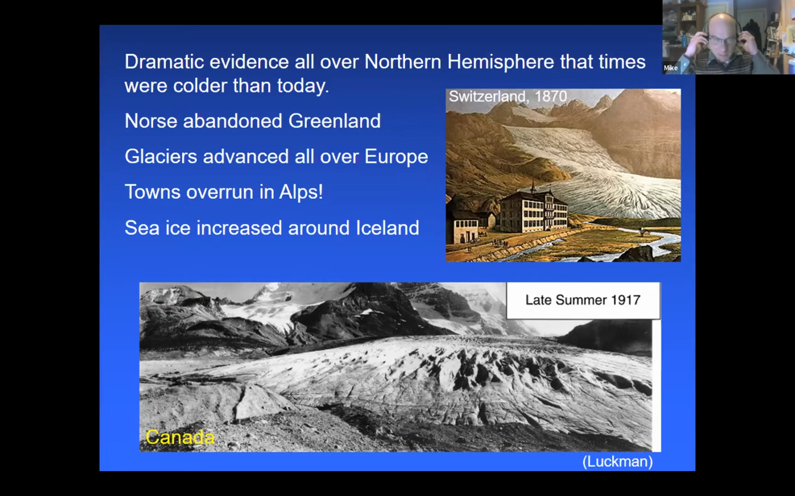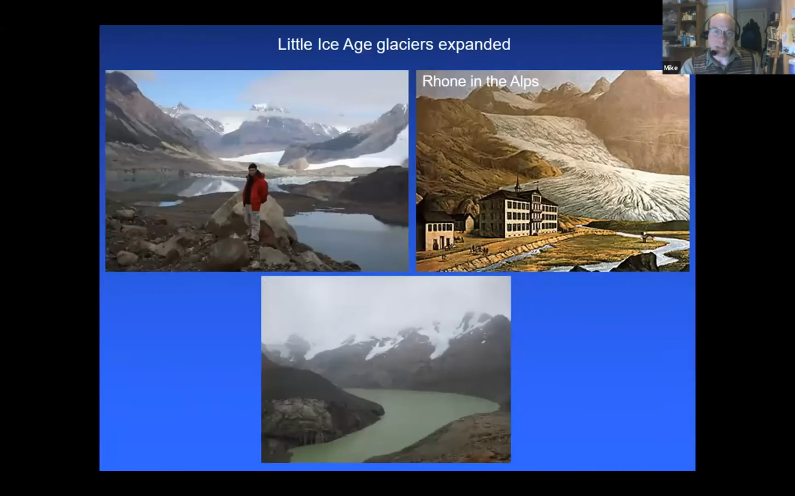So you could start to see photographs, like on the bottom, from the Canadian Rockies that still have glaciers larger than at present, sort of left over from the Little Ice Age period. So this is me in South America. This is in Patagonia, where I've done research for about 20 years, and you can see in the background there are two glaciers. That's where they are today.